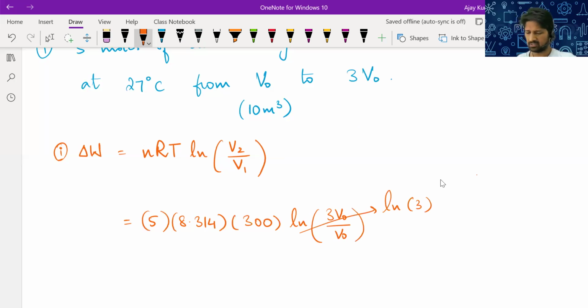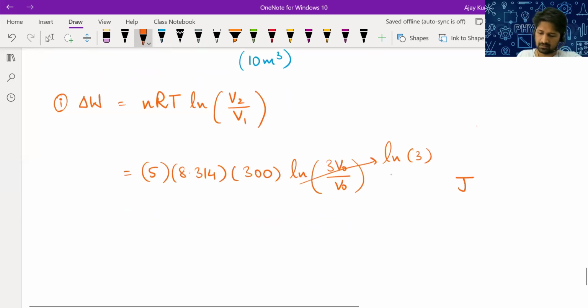You can do that multiplication also. And because we have substituted everything in SI units, you get the work done in joules. So this much work will be done by the gas. And the answer is positive because the gas is expanding. If a gas expands, work done will automatically be positive. Work done by the gas will be positive.